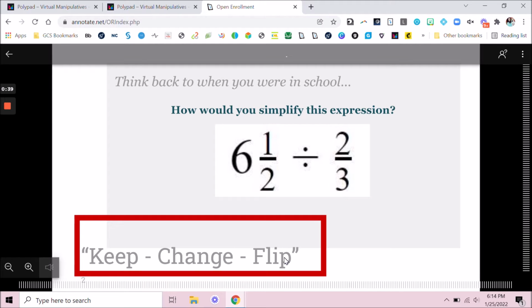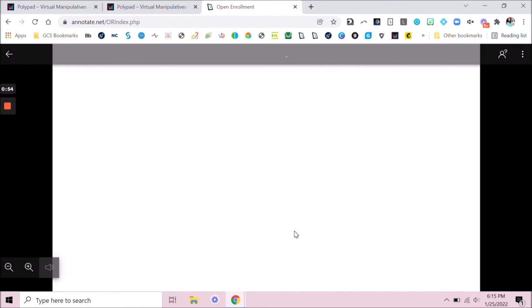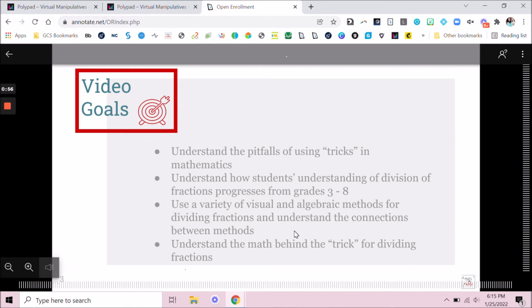And when we start to combine that with other tricks like "keep, change, change," which is not the same as "keep, change, flip," and is used for something other than dividing fractions, things can get really jumbled in students' heads to the point where they don't understand the math at all. So in this video, we'll talk real quickly about those pitfalls of using tricks in mathematics.